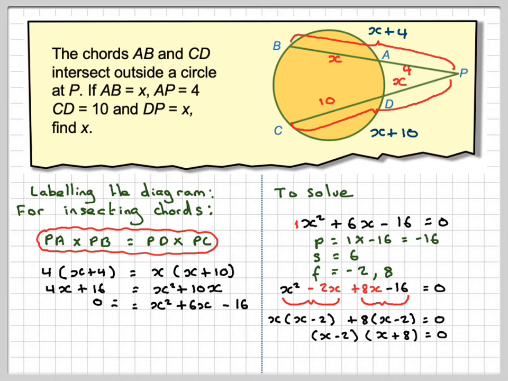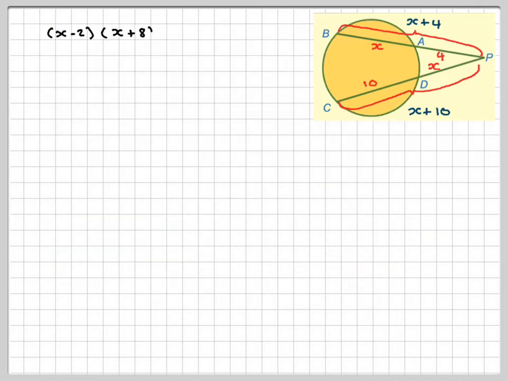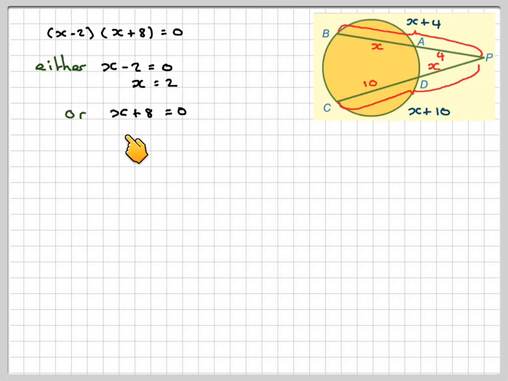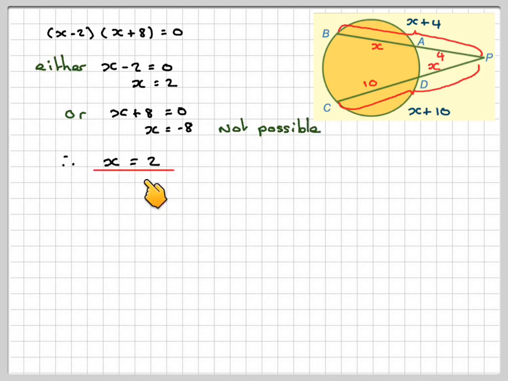So we're now just going to continue solving that. So x minus 2 times x plus 8 is equal to 0. So either x minus 2 is equal to 0, which gives x is equal to 2. That's okay, that's a sensible solution. Or x plus 8 is equal to 0, which gives x is equal to minus 8. But that doesn't make sense because we can't have a negative length. So we'll just say that's not possible. And therefore there's only one answer, which is x is equal to 2.